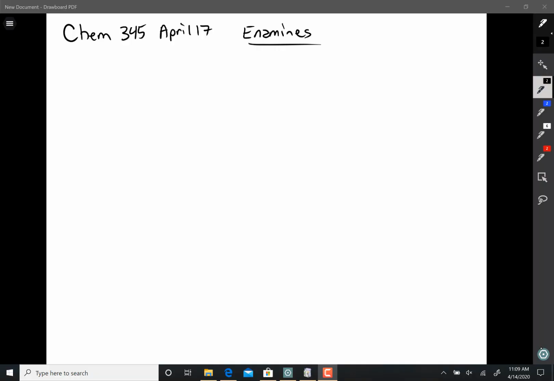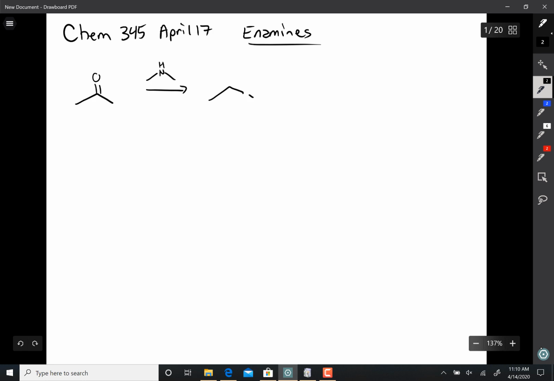Okay, this is the last topic we need to cover before the exam, and it's enamines. Essentially, if you take a ketone or even an aldehyde with a secondary amine, what you can do is you can end up forming an enamine. Now, an enamine is different from an imine.